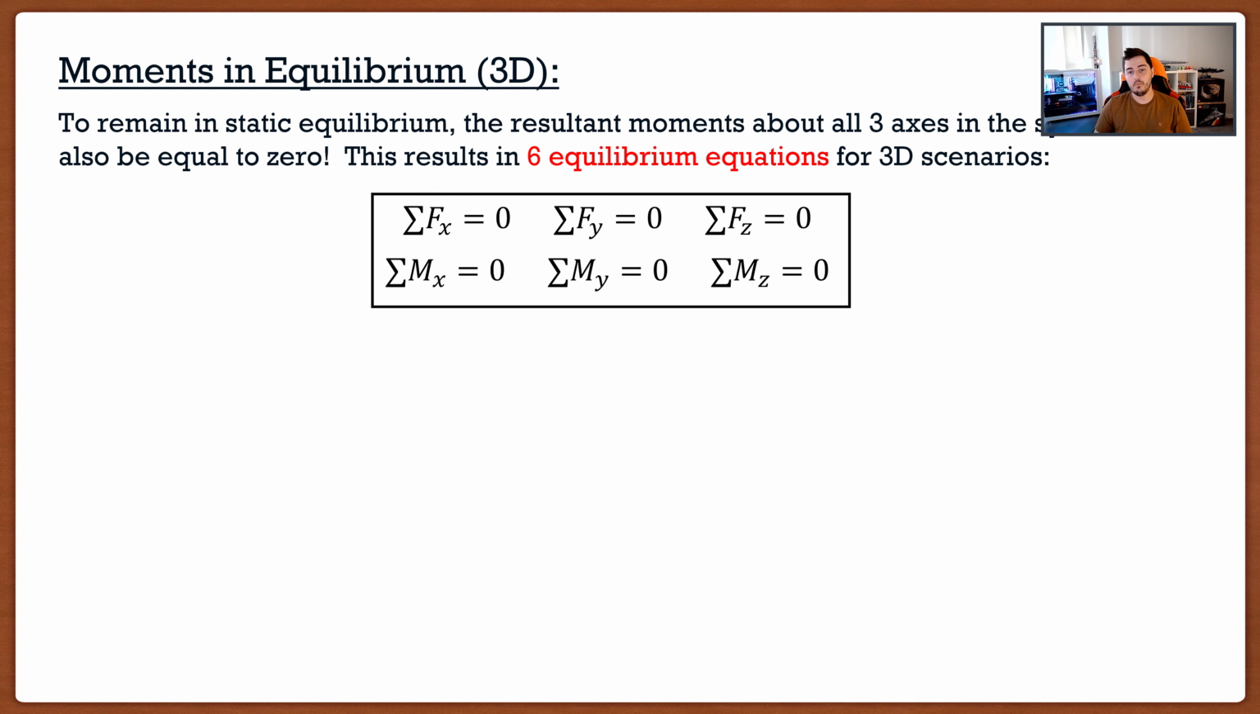But the summation of moments around every axis, so the X-axis, Y-axis, and the Z-axis, they must also be equal to 0. So this actually allows us to solve for 6 equations with 6 unknowns. So again, we can solve for 6 unknowns with this.